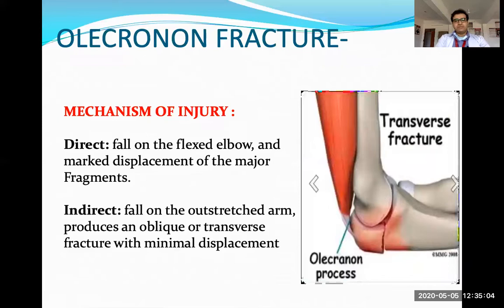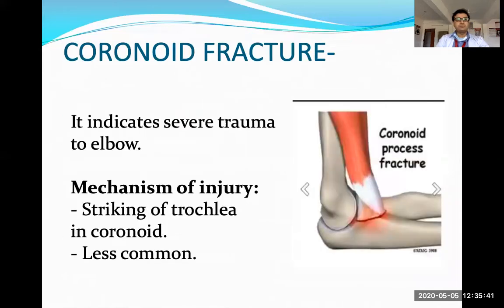Now olecranon fracture, as the name suggests, ये fracture कहाँ का होगा, olecranon process का होगा, right? So mechanism of injury direct और indirect दोनों है. Direct में क्या होगा, fall on flexed elbow and marked displacement of the major fragment. यहाँ पर जो fracture होगा वो major fragment, means जो fracture होगा उसका जो एरिया होगा वो ज्यादा होगा. और indirect में क्या होगा, fall on the outstretched arm produces an oblique and transverse fracture with minimal displacement. इसमें इतना ज्यादा fracture का अमाउंट नहीं होगा, right. So direct और indirect.